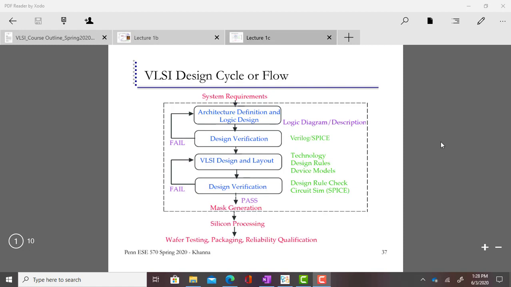So this part is about the design cycle or flow. So what does this mean? This means what are the steps involved in a chip design.